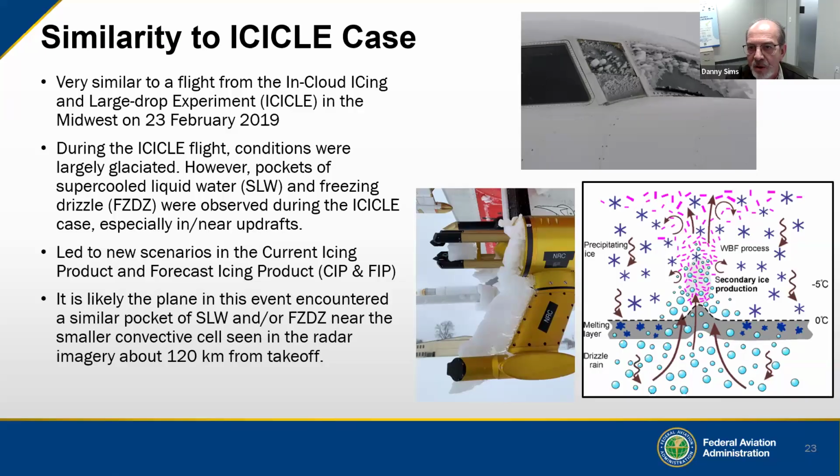Now you have the liquid water there. We saw this, we documented it, and so we know it's real, and it was in the vicinity of the updrafts that we saw. This has led us to modify the current icing product and the forecast icing product, SIP and FIP, to include this scenario. We strongly believe that this plane likely encountered a very similar pocket of supercooled liquid water and/or freezing drizzle when it encountered that smaller convective updraft seen in the radar imagery about 120 kilometers from takeoff.